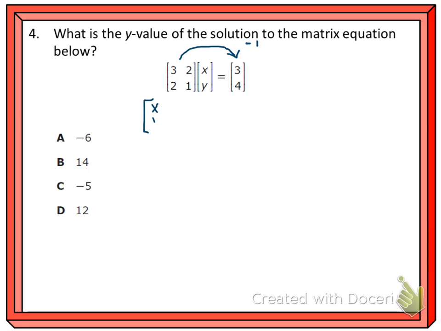So in other words, xy should be equal to, if I multiply by the inverse, you have to keep it on the same side. Since this began on the left-hand side, I have to keep it on the left-hand side because matrix multiplication is not commutative. So 3, 2, 2, 1, and then inverse. And then the other one, 3, 4.